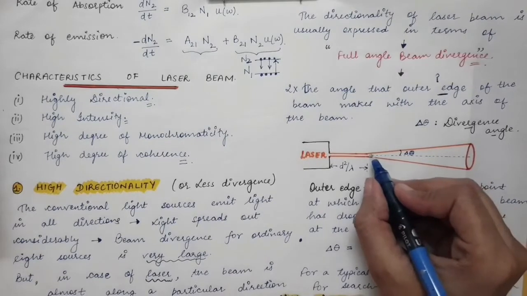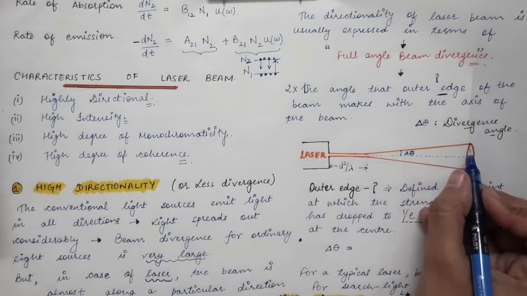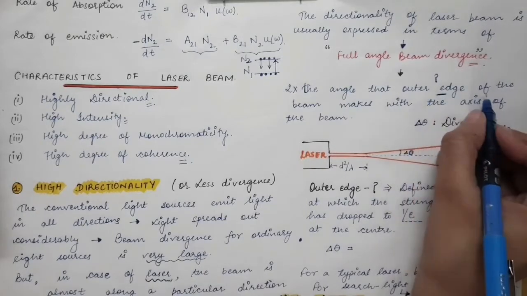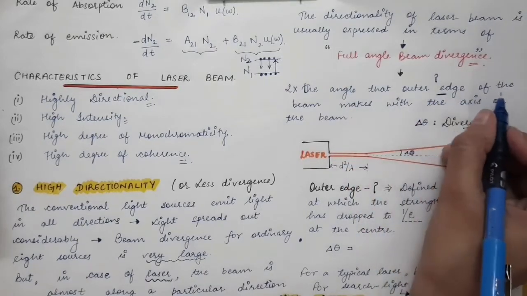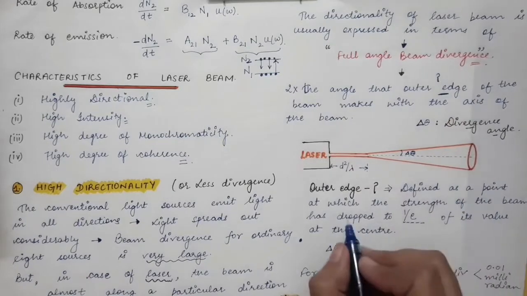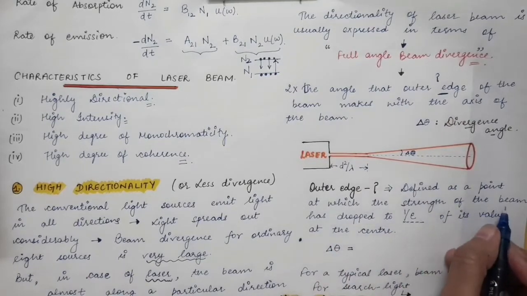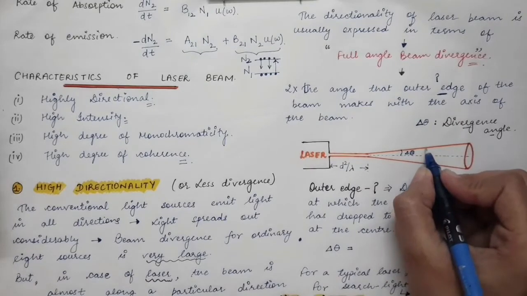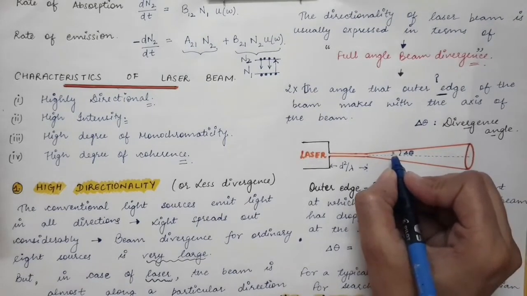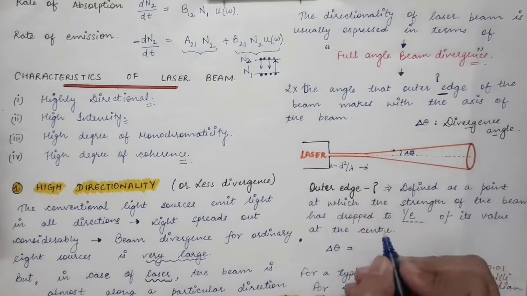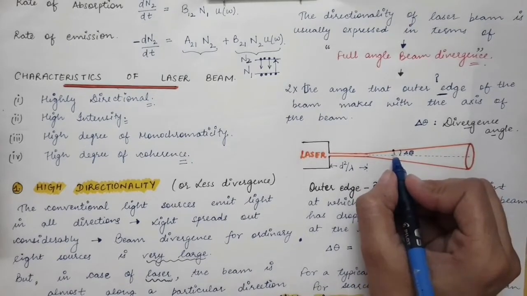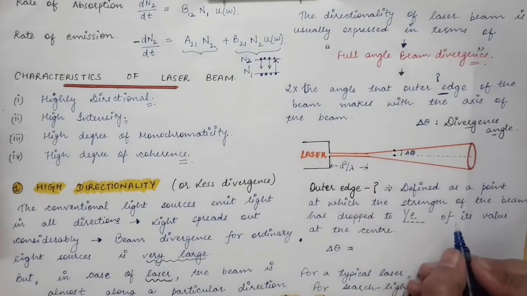So we cannot have a sharp edge, we cannot measure where is the sharp edge of the laser beam. So we define this quantity, outer edge of the beam. Now outer edge of the beam is defined as a point at which the strength of the beam, which decreases as you move away from the central axis. So we define a point on the beam where the intensity is 1 by e times the intensity at the center.